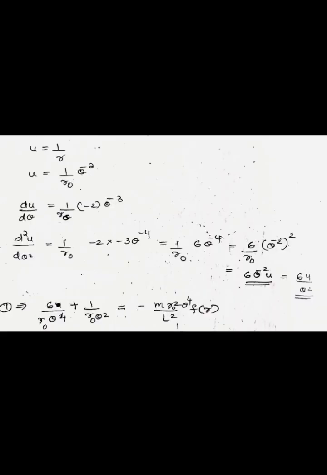And we know u is equal to 1 by r, that is u is equal to 1 by r0 theta raised to minus 2. That is, du by d theta is equal to 1 by r0 into minus 2 into theta raised to minus 3. That is, d square u by d theta square is equal to 1 by r0 into minus 2 into minus 3 into theta raised to minus 4. This is equal to 1 by r0 6 theta raised to minus 4. That is equal to 6 by r0 into theta raised to minus 2 the whole square. That is equal to 6 theta raised to minus 2 u, which is equal to 6u by theta square.